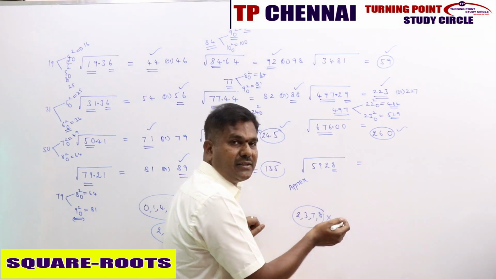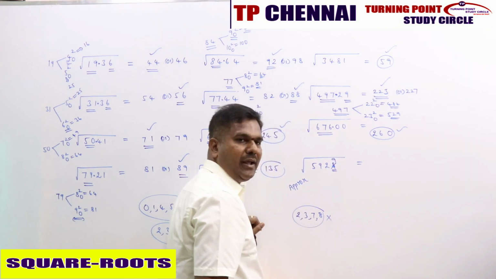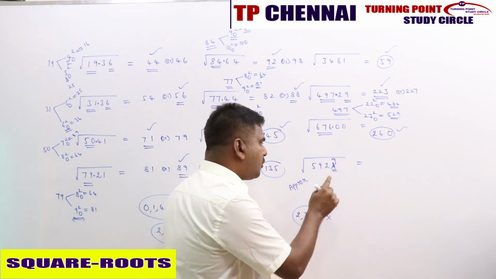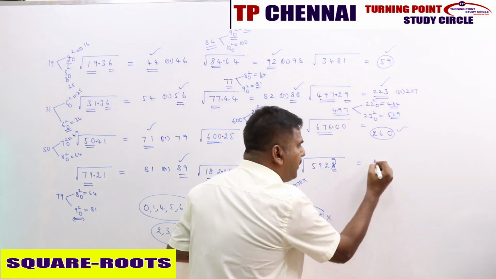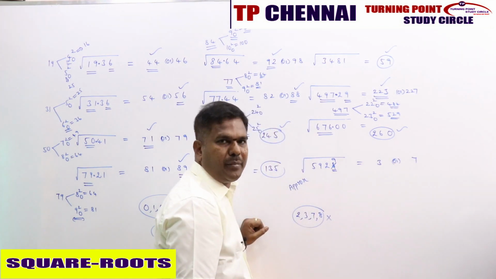Instead of that one, what is the next digit of 8? 9. So we consider 9 here, and do the normal process. A number ending with a 9 means the root ends with 3 or 7, since 3 square or 7 square ends in 9. So the last two digits will be 3 or 7.